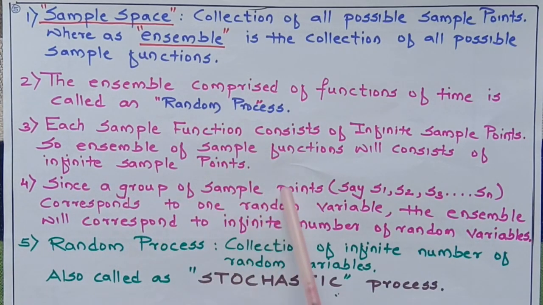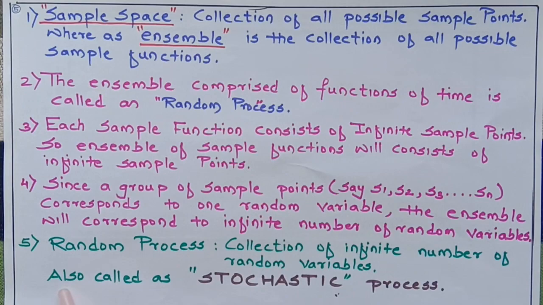Since a group of sample points, say S1, S2, S3 up to Sn, corresponds to what? One random variable, as we have seen, defined at 12 o'clock. Then we have seen S1 dash, S2 dash, S3 dash for the second random variable. So the ensemble of all these random variables would correspond to what? An infinite number of random variables. So we can also say that a random process is a collection of an infinite number of random variables.